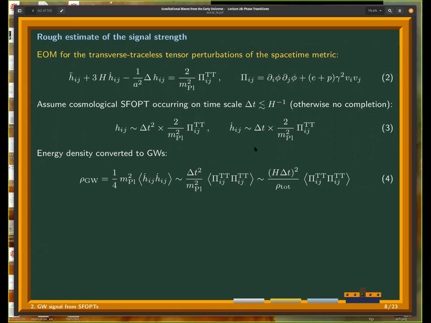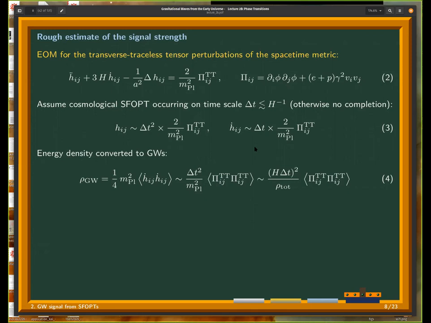I will mention this in a couple of minutes. Or is there a strong friction force from the plasma on the bubble walls? Then you cannot reach this runaway behavior and the speed of light, and you will just end up with some terminal velocity smaller than the speed of light. I'm not sure. So I think this is the honest answer.